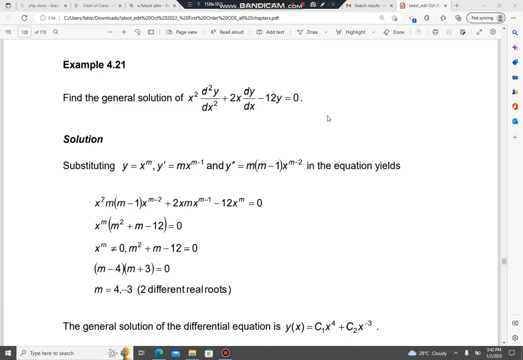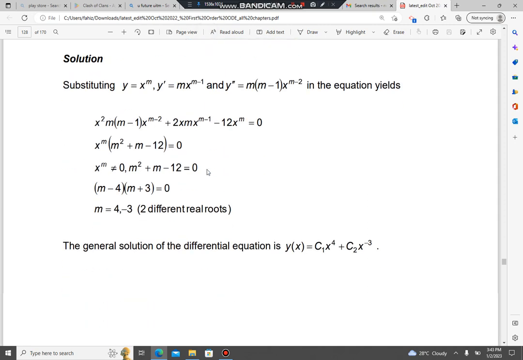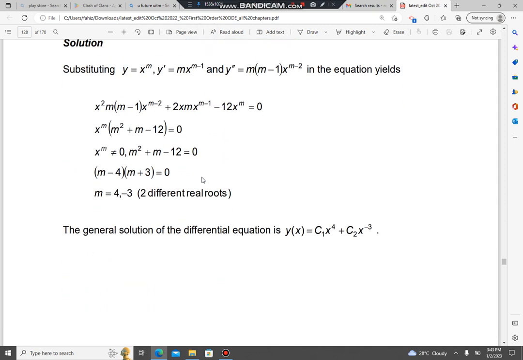Okay, so for example 4.21, find the general solution of x squared d squared y over dx squared plus 2x dy/dx minus 12y equals 0. So this one is Cauchy-Euler, and it is homogeneous. Why homogeneous? Because this one equals 0, and Cauchy-Euler because here there is x. Okay, so let's see how you solve this one.